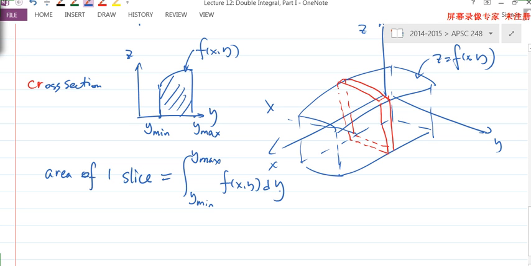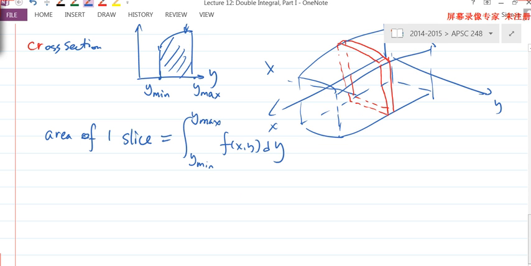So dy. Okay, so you're integrating with respect to y though, huh? Yeah. So guess what? When you're integrating with y, what do you do with x? You treat x as if it is a constant, right? Yeah. So that's the area of one slice. Then the volume of this one slice, as we do this approximation.